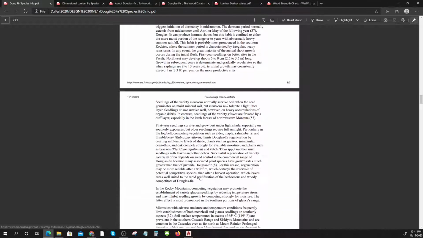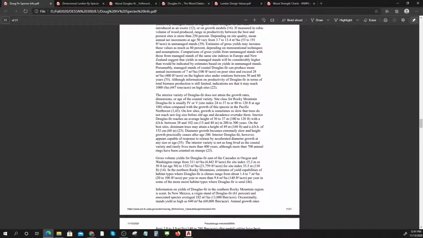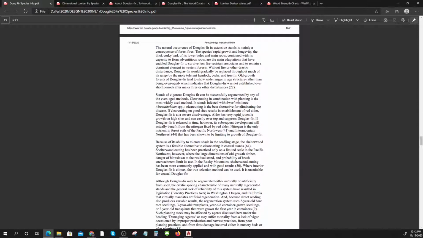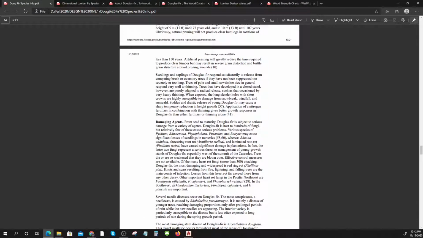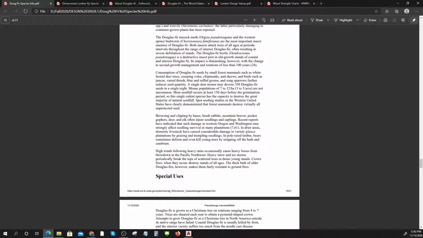Seed production. Let's see, I'm just flipping through here. Sapling and pole stages. That's probably not stuff that you need. Let's see if there's any more. Damaging agents. That's probably a pretty big one. Serious damage from a variety, fungi and other things, shoestring root rot, several needle diseases. So dwarf mistletoe. So these might be interesting, and drawbacks or things that can use it.